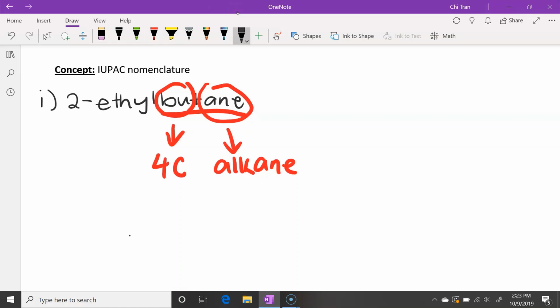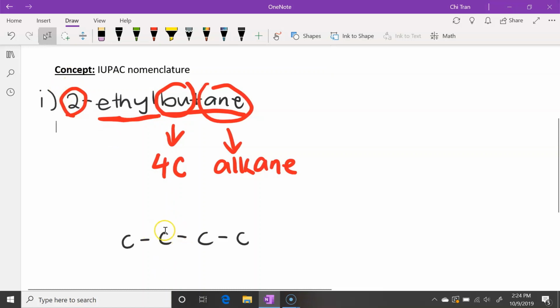Next, we can draw out the carbon chain comprising of 4 carbons first, and then we can look at the substituent group. So that tells us, what comes first, that it's an ethyl group, and it's located at the second carbon. And so you can find this carbon counting from the left to the right. So it would be this carbon right here.